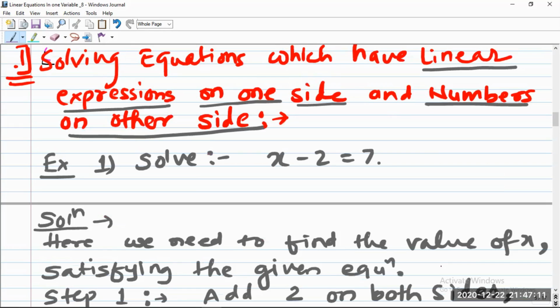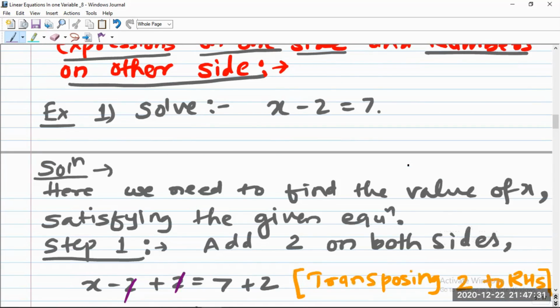which is no doubt a linear equation in one variable. It has only one variable x, and the highest power of x is 1. So we can say it is a linear equation in one variable. Now we need to solve this. Solving this linear equation is nothing but finding the value of x by using some algebraic operations. Let us see how it can be solved.